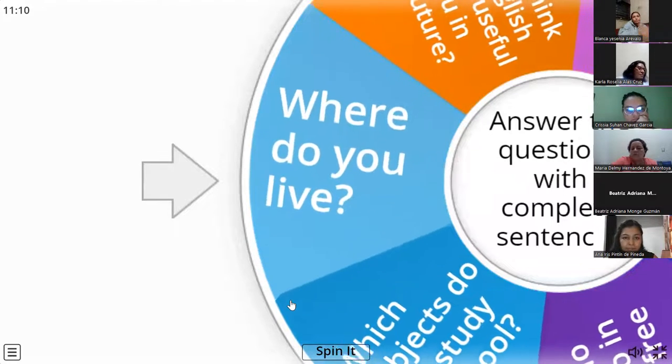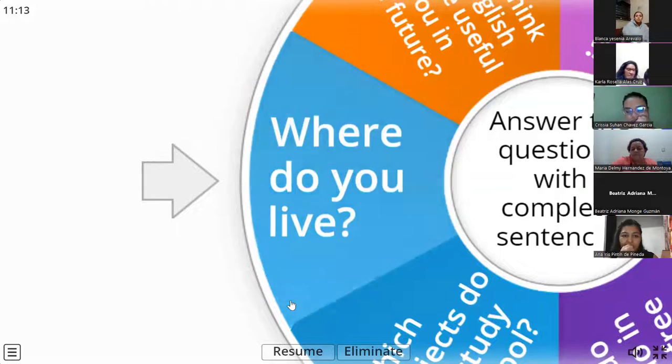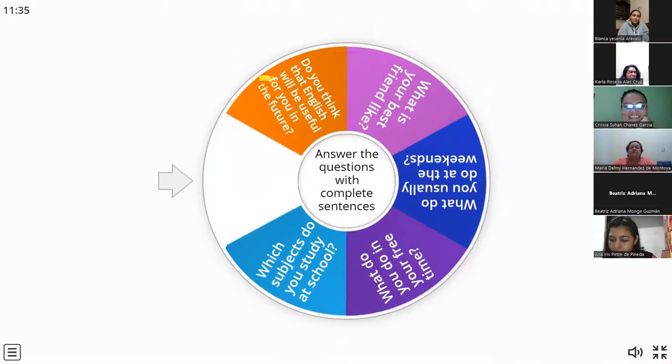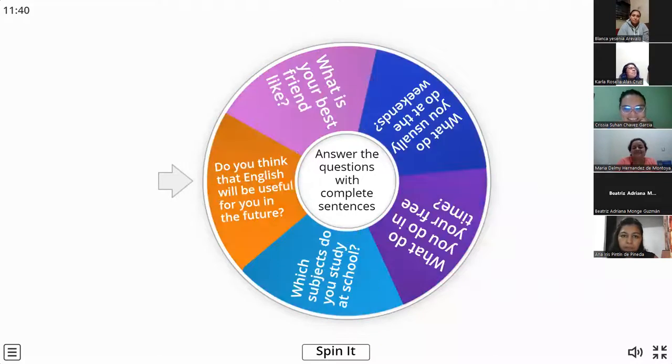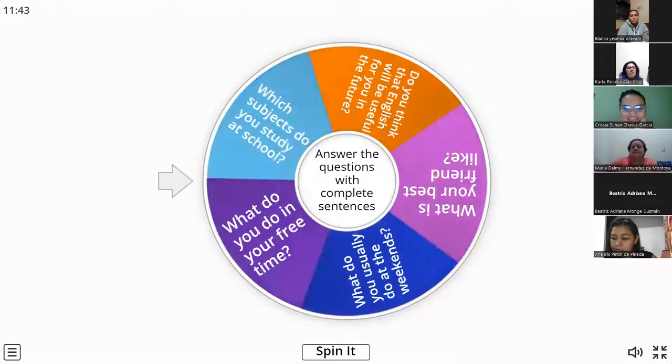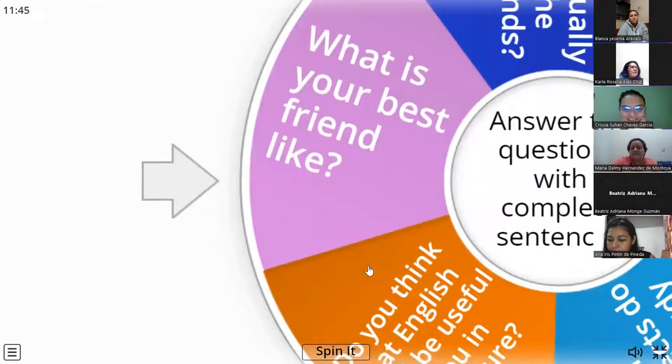Where do you live? Hello, my parents. Where did you live? I live Isla Conchagüita. La Unión. Okay. Wow, La Unión. Sí. Nice. Yes. Nice views. Okay.